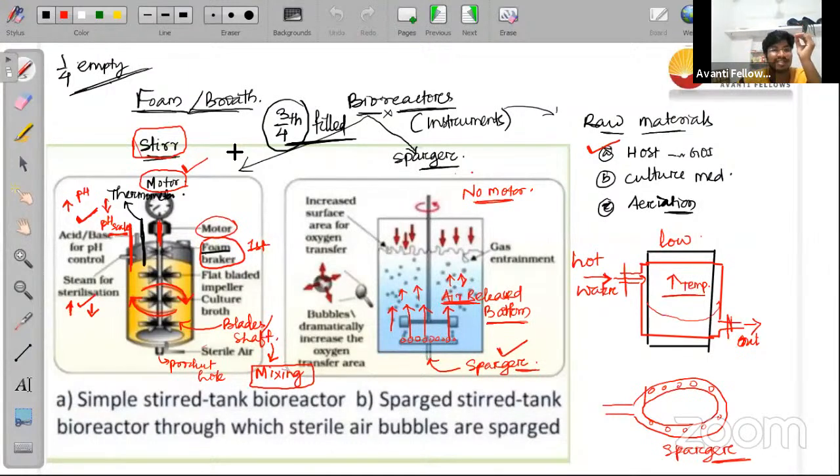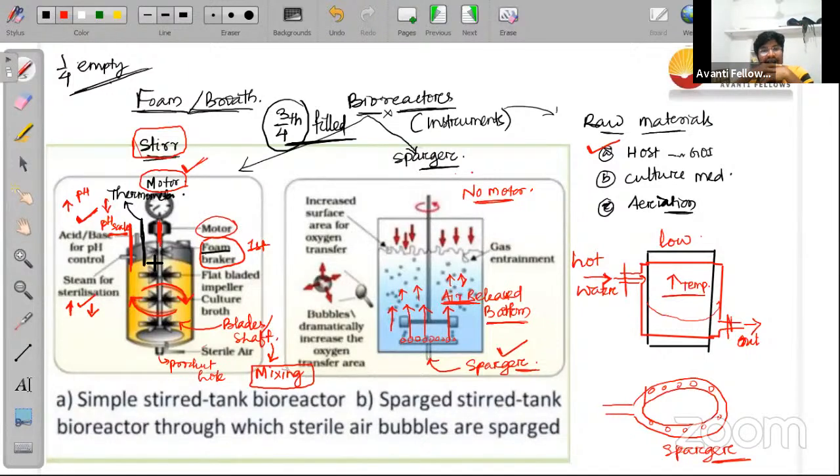In the stir type bioreactor, a motor will be present, and to the motor a shaft will be attached, and to the shaft many blades will be attached. The blades will rotate when the motor is turned on, and this rotation of the blades will help in mixing of the material and aeration of the material. Is it clear to everyone?